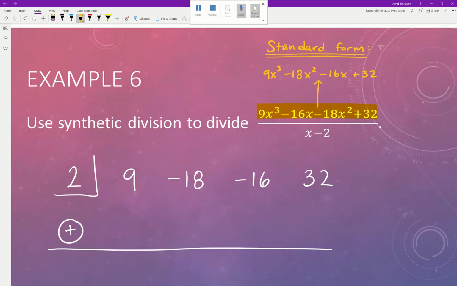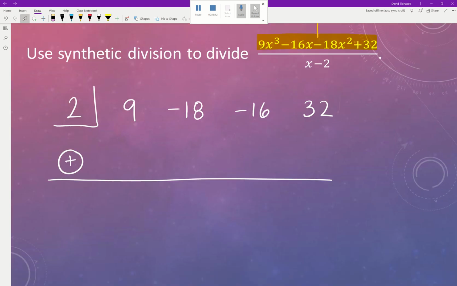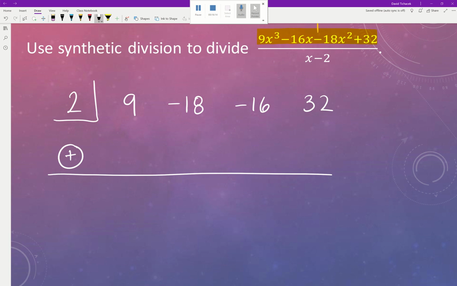In the next example 6, we are going to divide synthetically here, but we do need to make sure that we have everything written in standard form before we begin. The order of standard form, and also including those placeholders if we need them, is going to ensure that we don't make any errors when it comes to the synthetic division here. And so, again, just doing this really quickly, we drop, and then we multiply, and then we add, and then we multiply, and then we add, and then we multiply, and then we add.